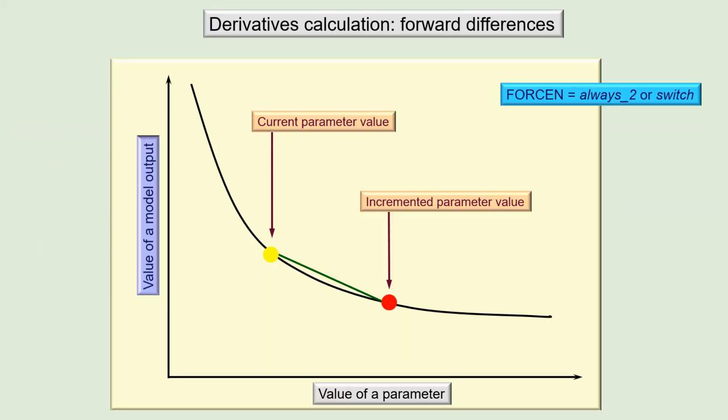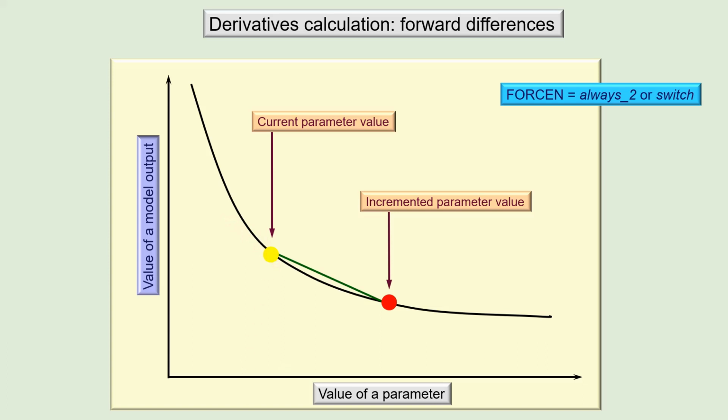So suppose we plot the value of a model output against the value of a parameter. The easiest way to calculate a finite difference derivative is just by incrementing the value of a parameter, running the model with the incremented value of the parameter, subtracting the model outputs, dividing by the difference of parameters, and then using the slope of this line as an approximation to the derivative at this point. The derivative, of course, is the tangent at that point.